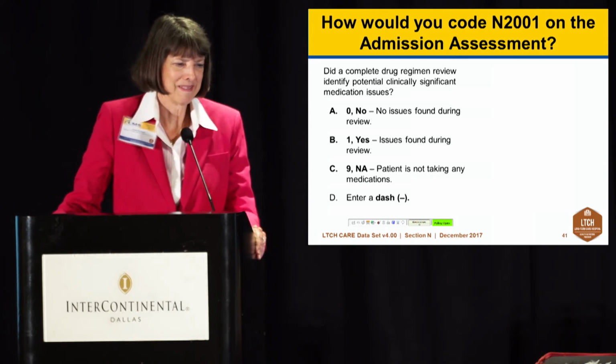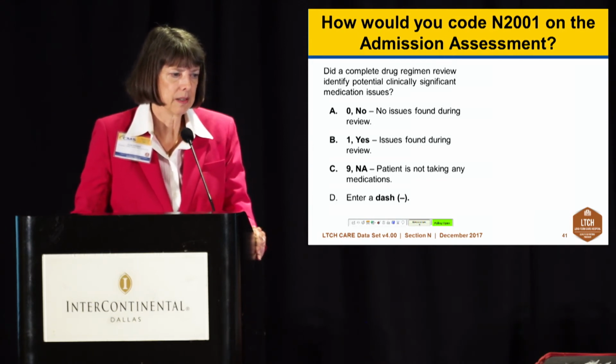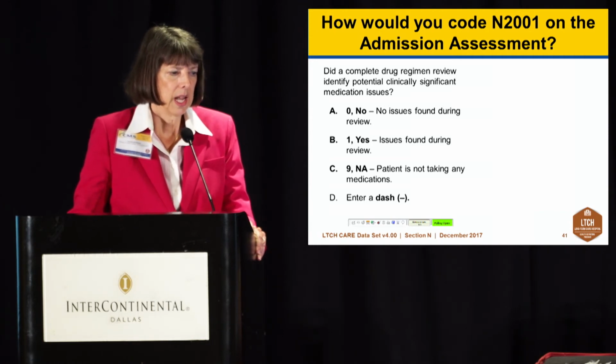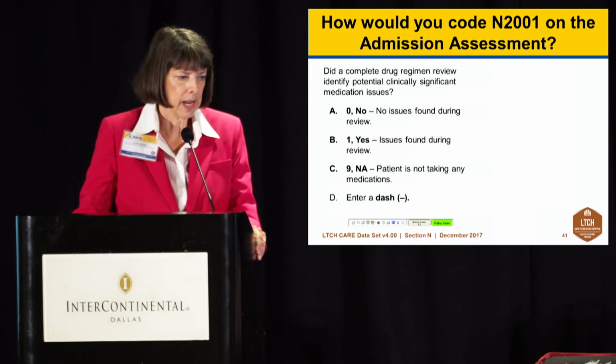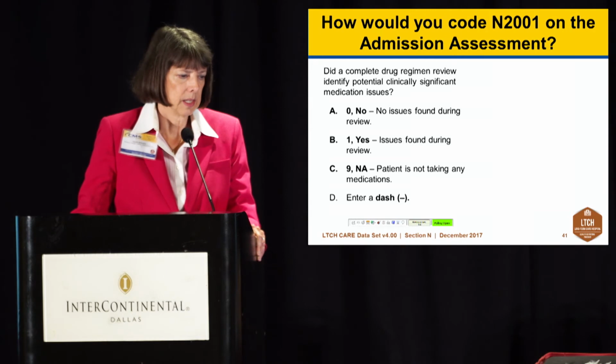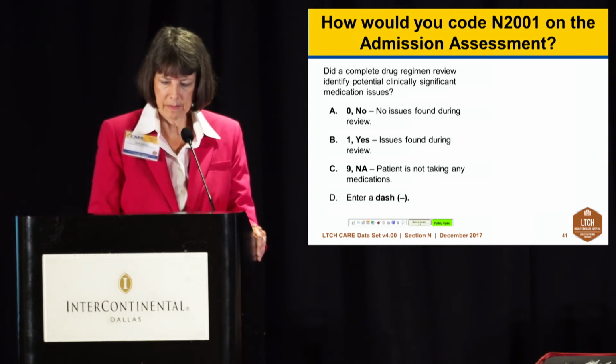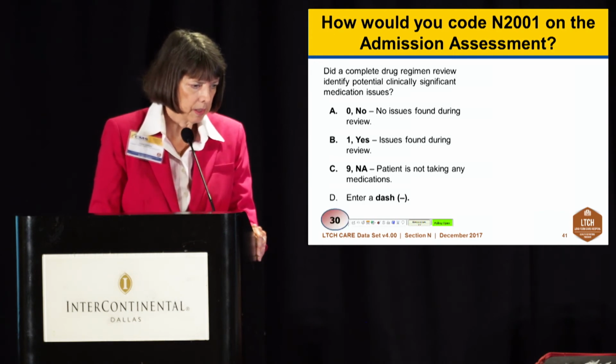So how would you code this? And the question would be, did a complete drug regimen review identify potential clinically significant medication issues? And the answer choices are A, no, 0, no issues were found during the review. Is it B, 1, yes, the issues were found during the review? Or is it not applicable, 9? Patient is not taking any medications, or would you enter a dash? So let's let you poll that. People can think about that for a bit.